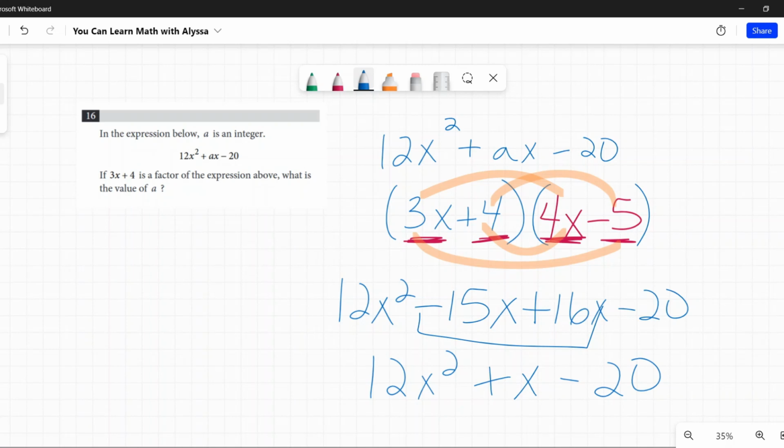And then negative 20. So they're asking, what's our question again? What is the value of a, where a is this term next to x? It's 1. 1 is the invisible coefficient that is next to x. So a equals 1.